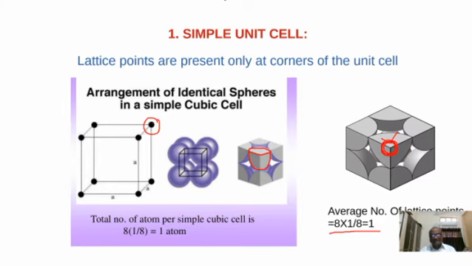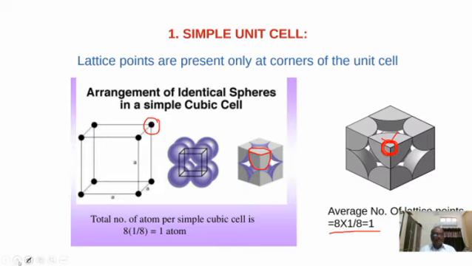For example, M is a metal which is present in the form of simple cubic. Then what will be the weight of the unit cell? It is nothing but the weight of one atom of metal. Because 8 atoms of metal are arranged at 8 corners. The contribution from each corner is 1 by 8. Like that 8 corners are there. That's why total contribution will be equal to 8 into 1 by 8, so that we will get 1. That is the average number of lattice points present per unit cell.